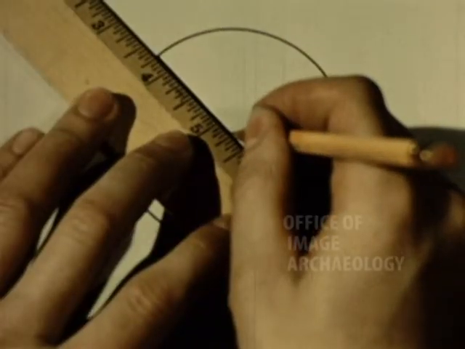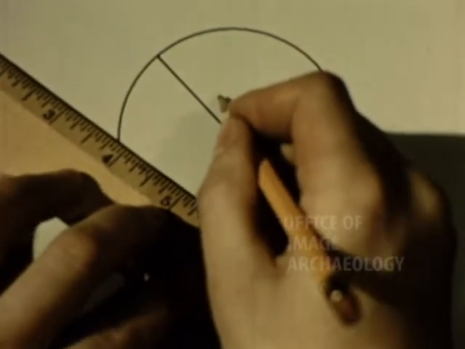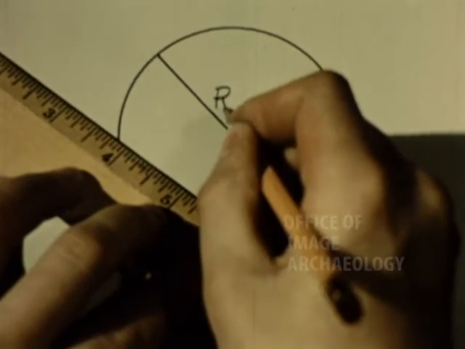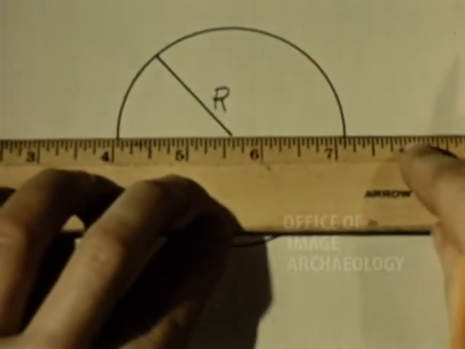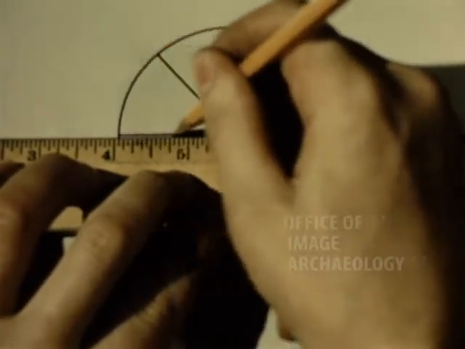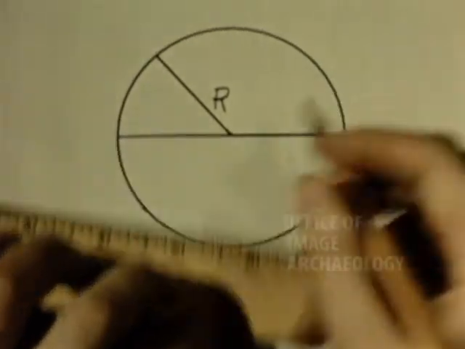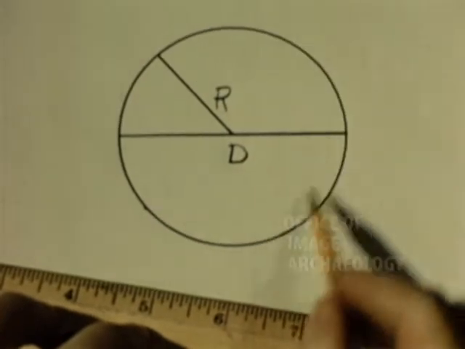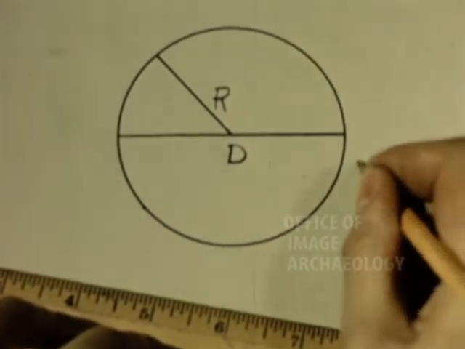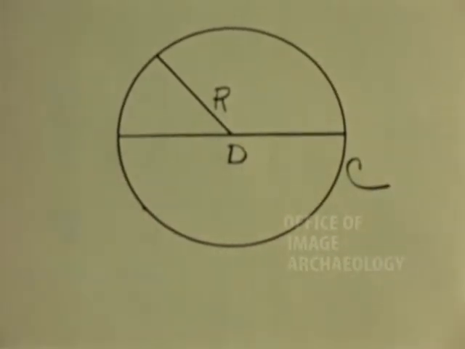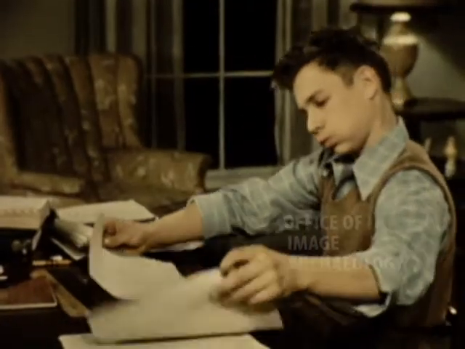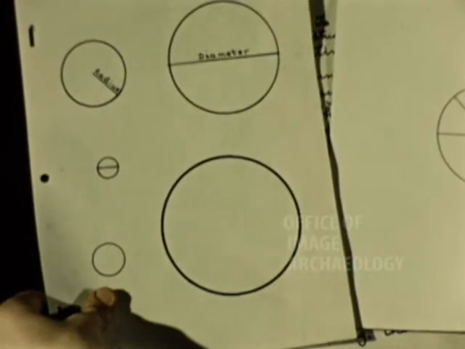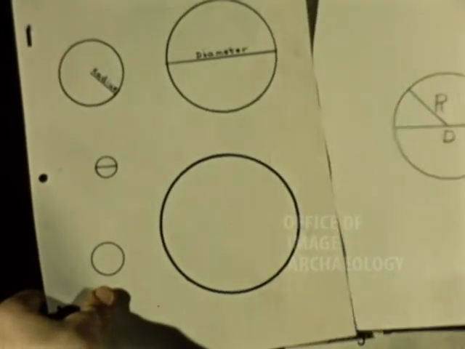Any straight line from the circle to the center is a radius. And any straight line through the center, with its ends on the circle, is a diameter. The length of this line, the circle line, is the circumference. And that's as far as I got before. Except I drew a lot more circles. But what's this about pi?